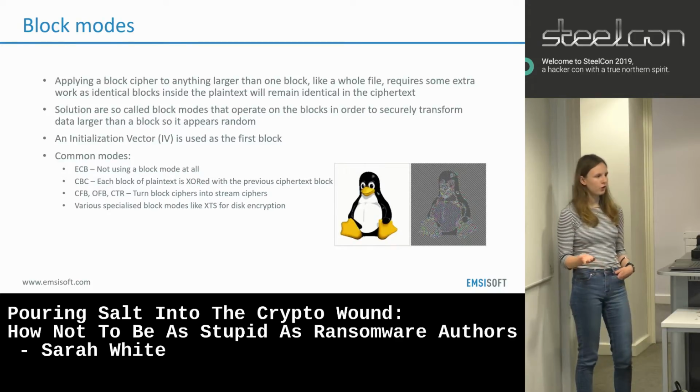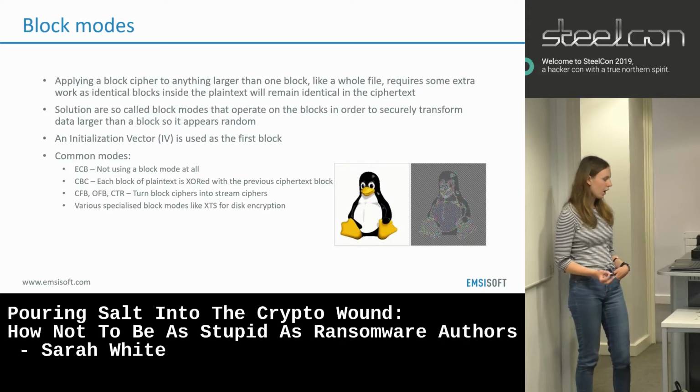But what do we do with the first block? The solution is to use a random block at the beginning, known as the initialization vector, or IV. And that is then used to perform the transformation on the first block of the plaintext.